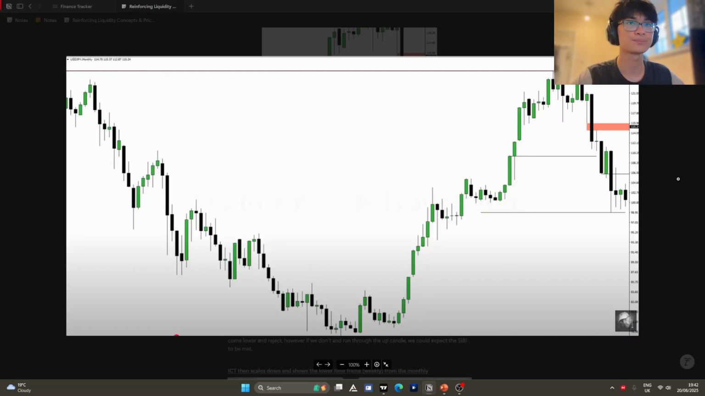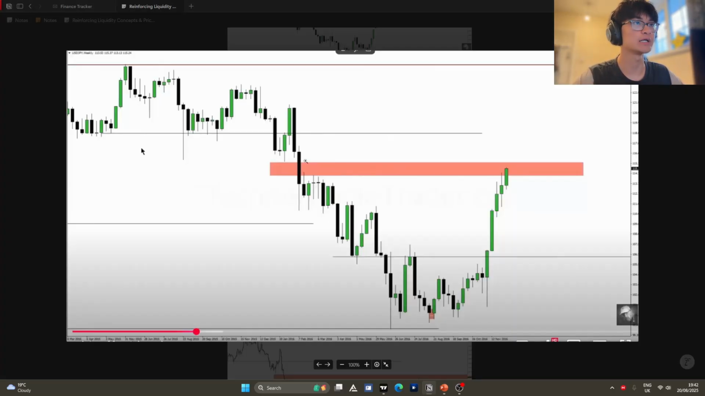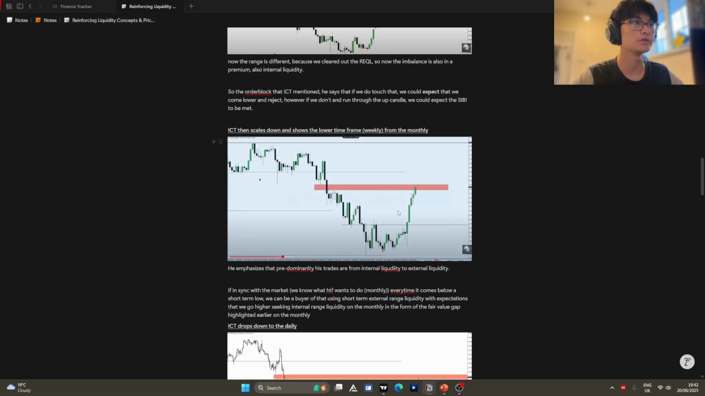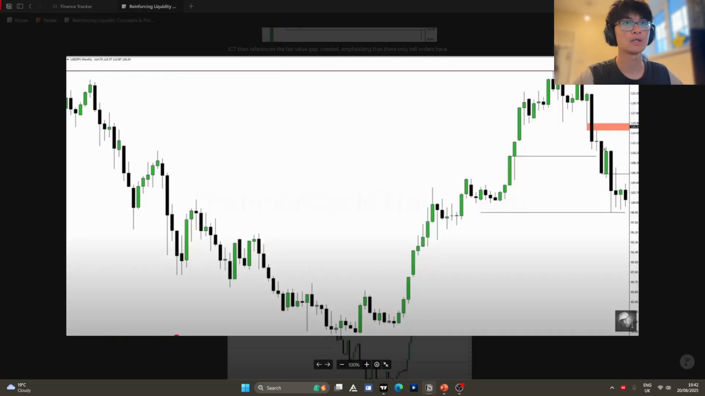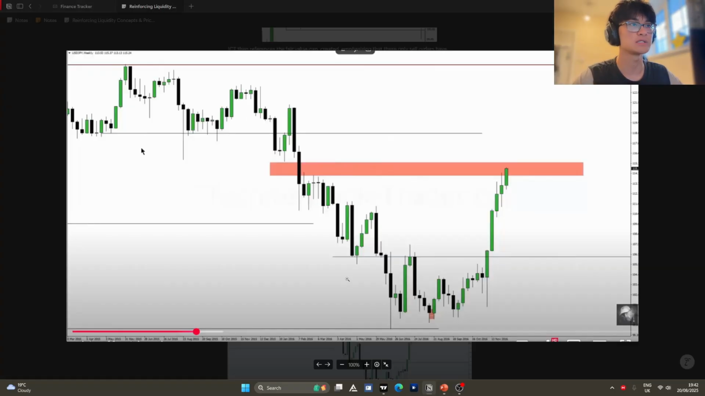So this same fair value gap, this is your monthly fair value gap. We've gone straight through that monthly order block. This is the monthly, by the way. We've gone straight through that monthly order block. This is the same line, straight through it. And now we can expect that monthly fair value gap to be our draw on liquidity. This is our internal liquidity.